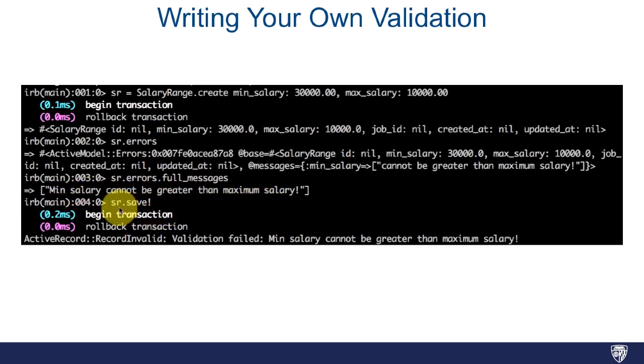If you do sr.save with a bang, with an exclamation, that actually throws an exception, similar to how create with an exclamation throws an exception, instead of just returning false. So save without the exclamation returns false, but save with an exclamation actually throws an exception. So in this case, it's going to tell you that ActiveRecord::RecordInvalid, validation failed, and the issue with the validation is that min salary cannot be greater than the maximum salary.